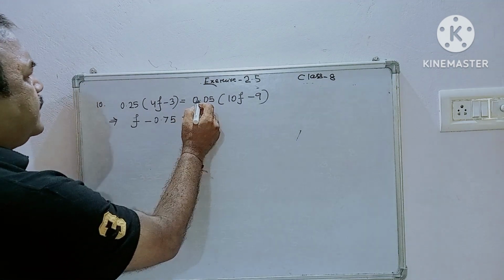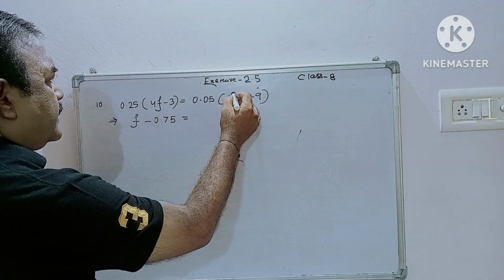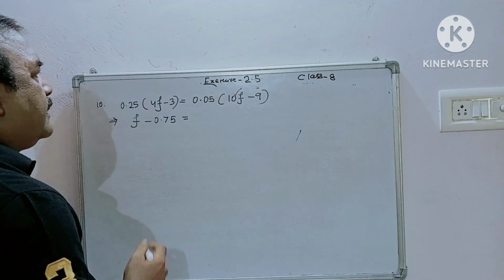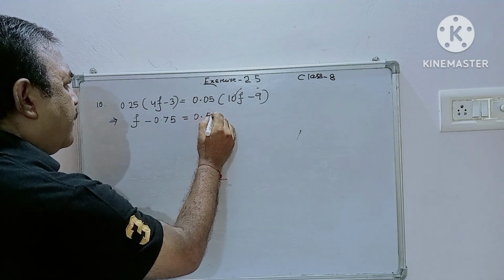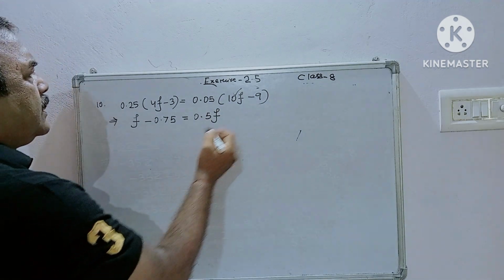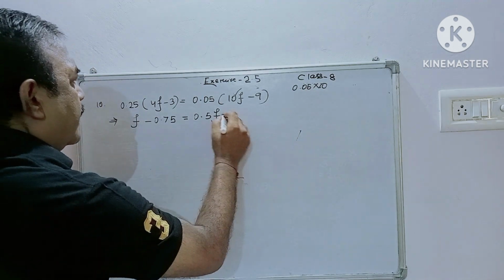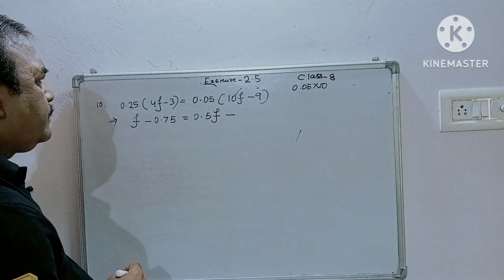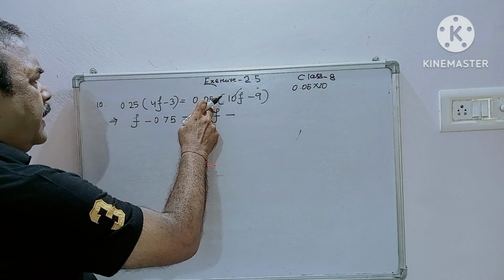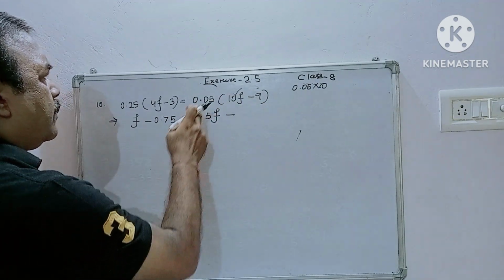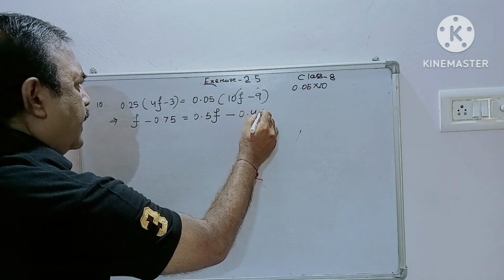So into 10, this decimal point will move one place towards the right because there is 1 zero within 10. So that is 0.5f. We can write like this because we are multiplying 0.05 into 10. Okay, minus 0.05 into 9. If you multiply 5 by 9, that is 45. So 0.05 into 9, that is 0.45.